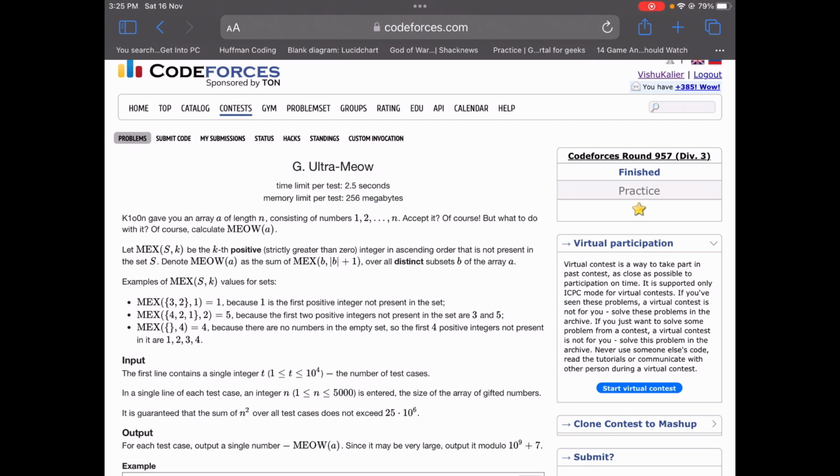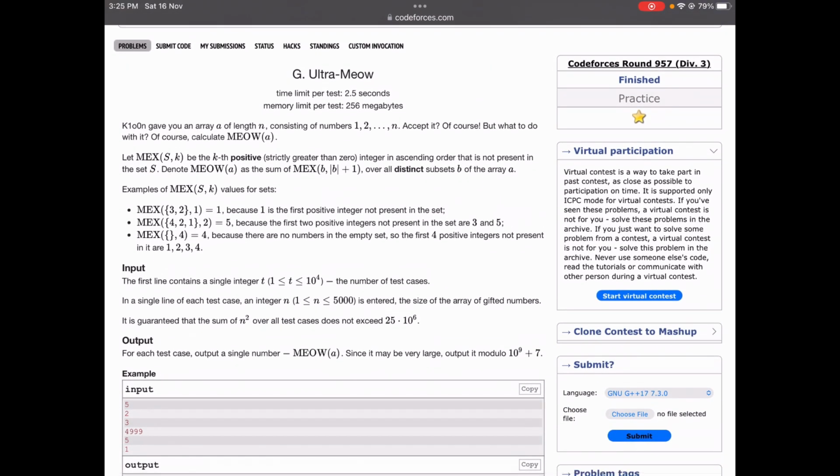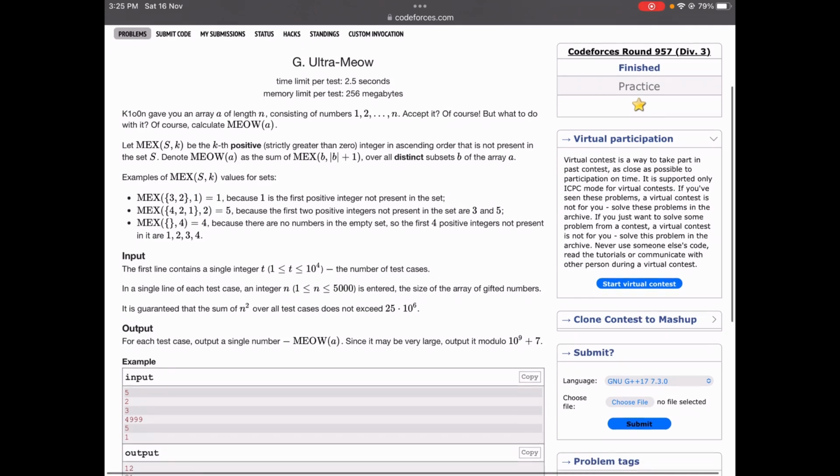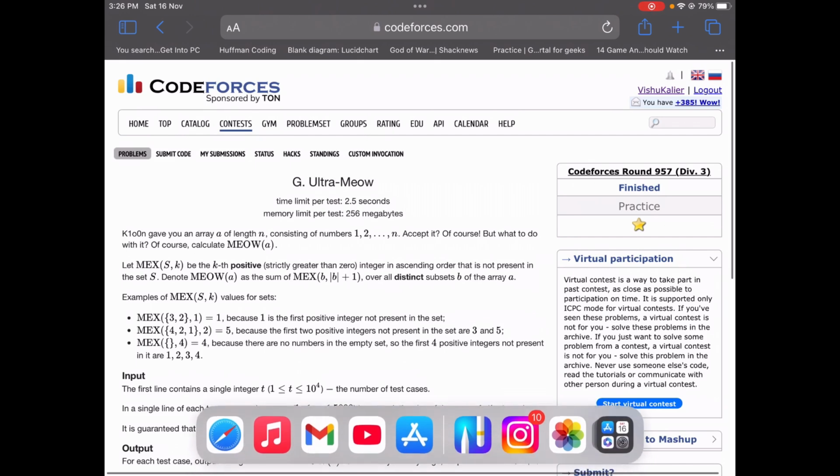Now examples of mex of S comma k values for sets are given, and the test cases are up to 10 to the power 4, and the value of n is within 5000, and it's guaranteed that the sum of n square over all test cases does not exceed 25 times 10 to the power 6. That means we can run two for loops over the entire n once. And for each test case, output a single number. Since it may be very large, output it modulo 10 to the power 9 plus 7. So let's understand first what the question means.